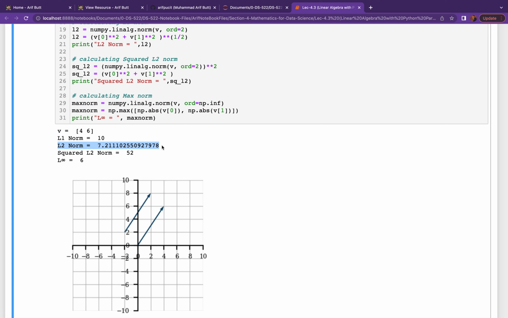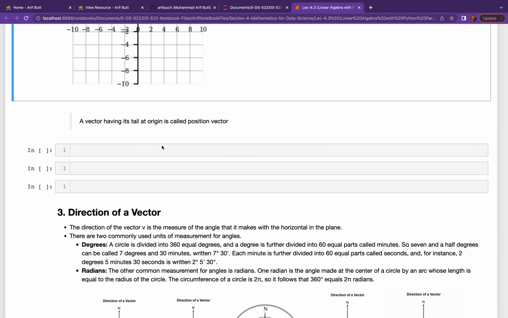My dear students, this is the time to pause this video for a while and do the mapping of the code with the output. And let me move ahead. Okay.